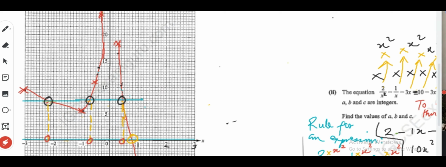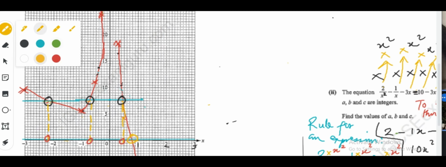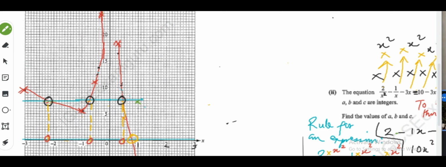Okay, 1 and 7 should be somewhere here. Let me plot with a green marker. 1 and 7 should be somewhere here, right? Then 2 and 4 should be somewhere here. We've plotted the 2 points. So what do we do? We join them, isn't it? That's that.